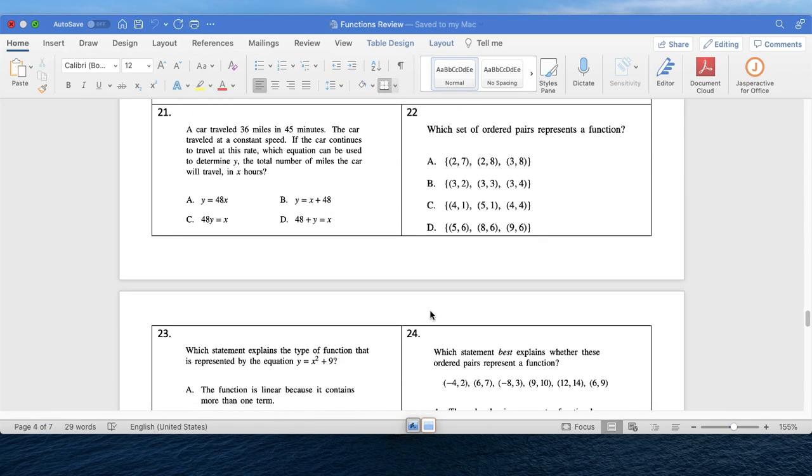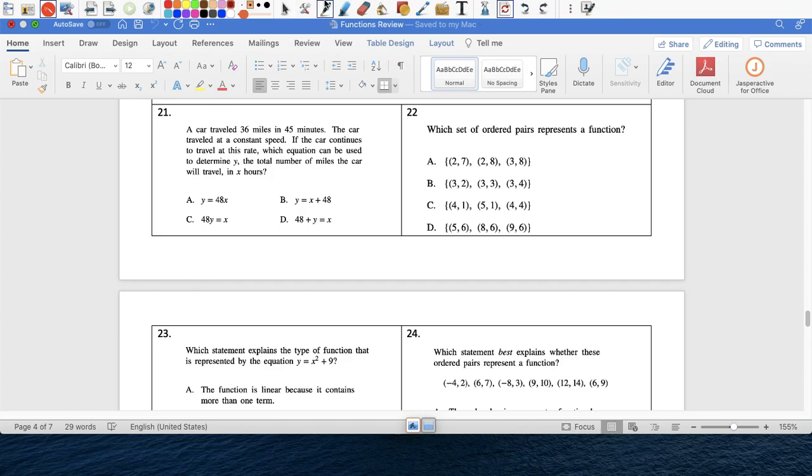21. A car travels 36 miles in 45 minutes at a constant speed, so we know it's proportional. The car continues to travel at this rate. Which equation can be used to determine the total number of hours the car will travel in X hours?